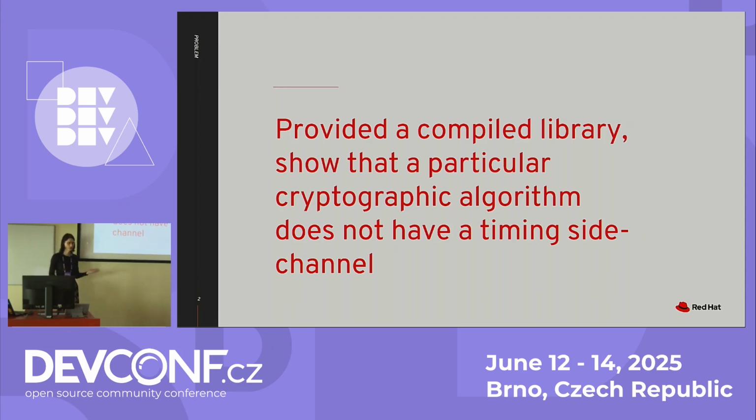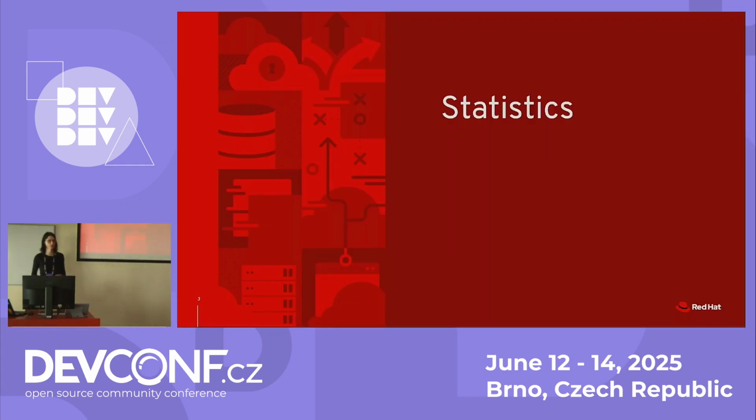to show that a particular cryptographic algorithm does not have a side channel, not only to detect if they are, but also prove that they don't have one. The way to do that, we turn to statistics.